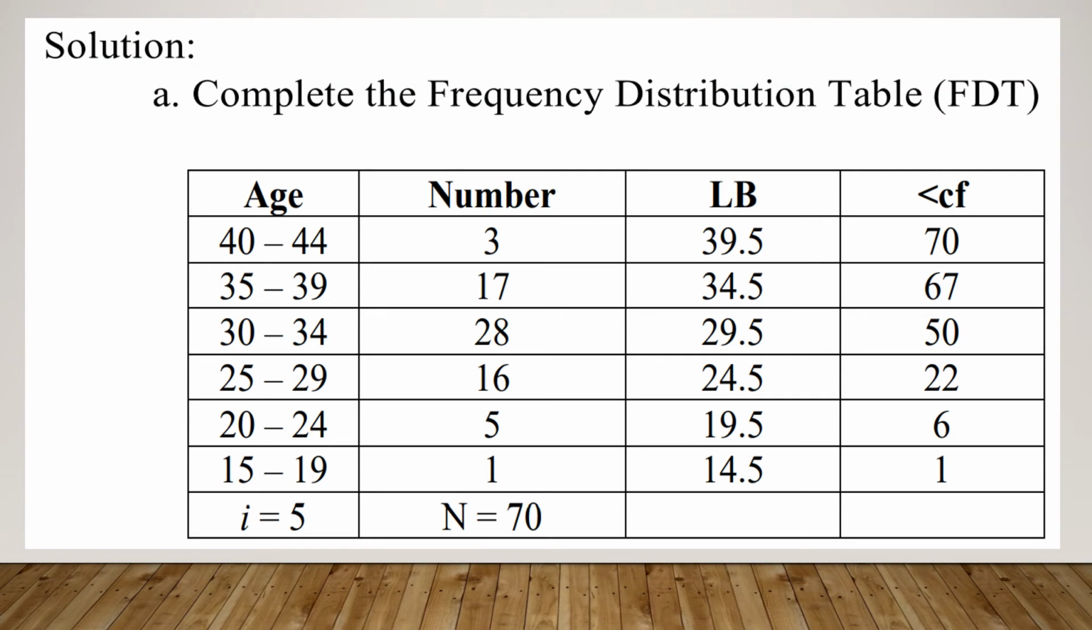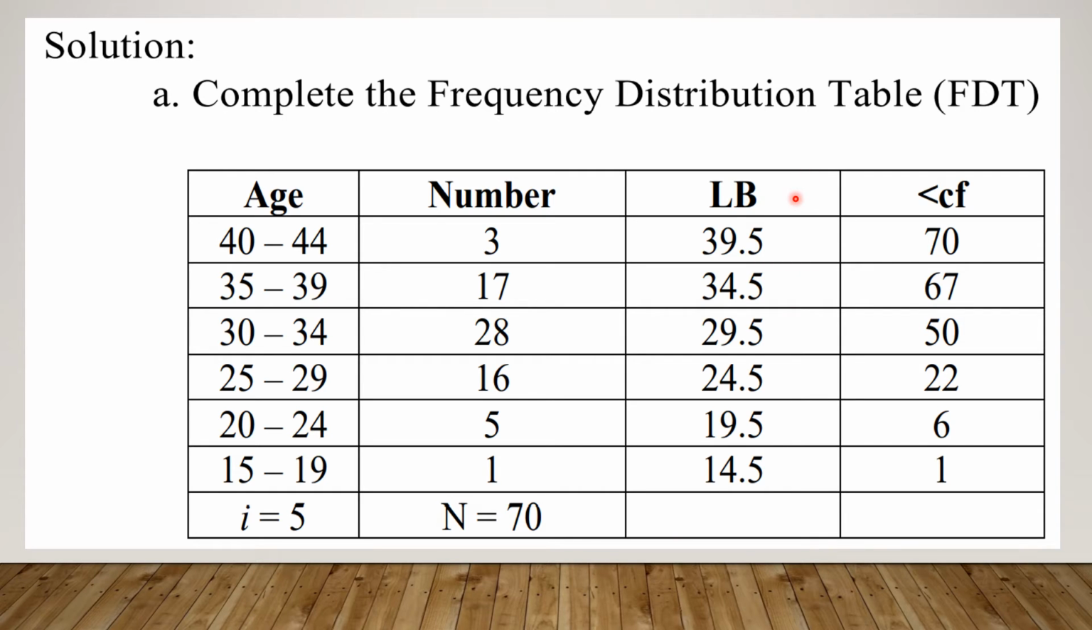The first step is to complete the frequency distribution table. Just copy the age group and the number. To identify the interval, just count 15, 16, 17, 18, 19, so the interval is 5. To find n, just add the number. 3 plus 17 plus 28 plus 16 plus 5 plus 1. So n is equal to 70.